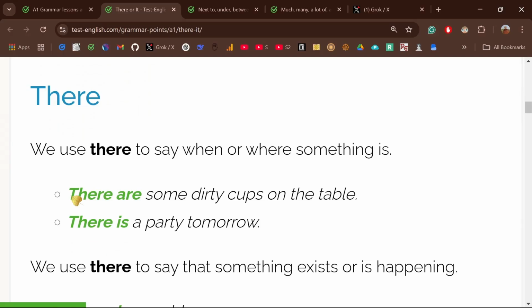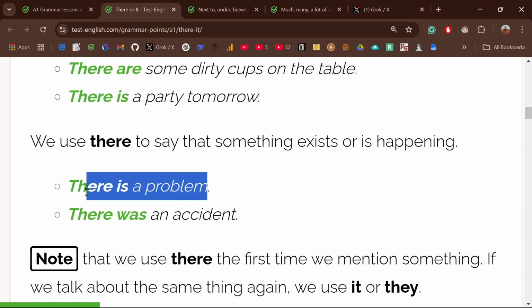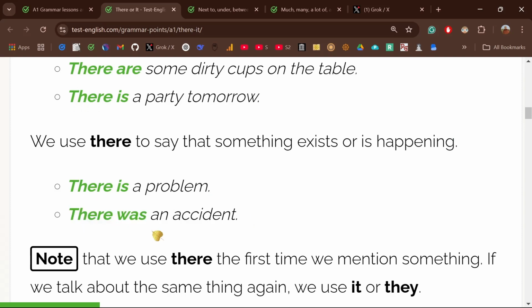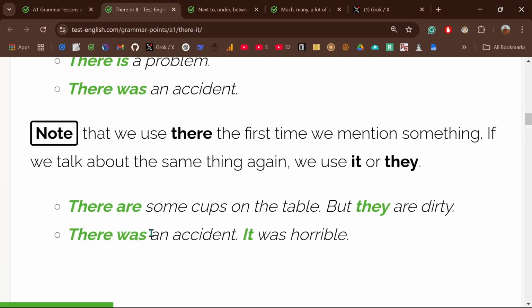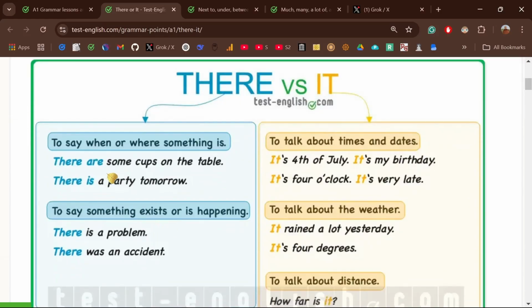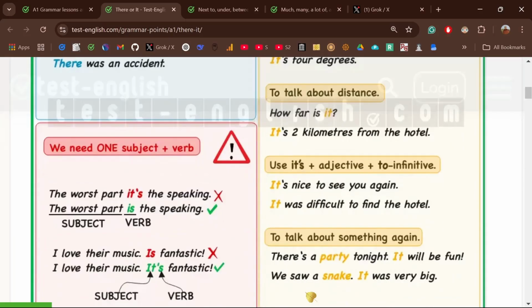We use "there" to say that something exists or is happening. Kind of like a nipata, okay? There is a problem. There was an accident, you see? Something exists or is happening, okay.